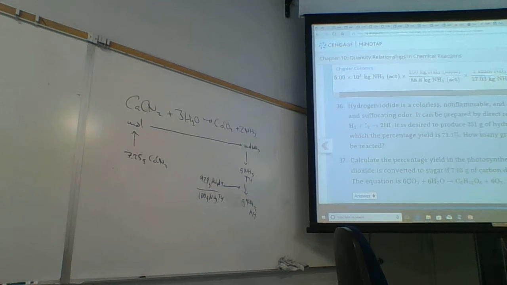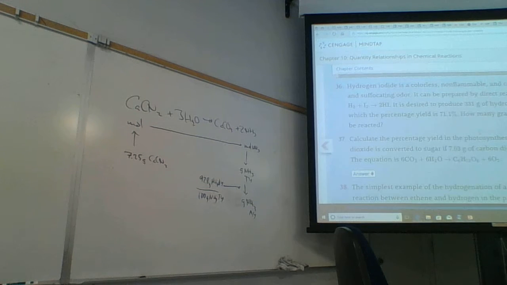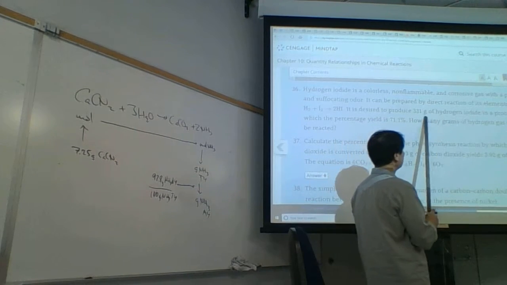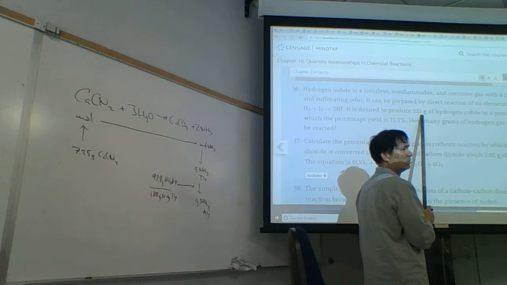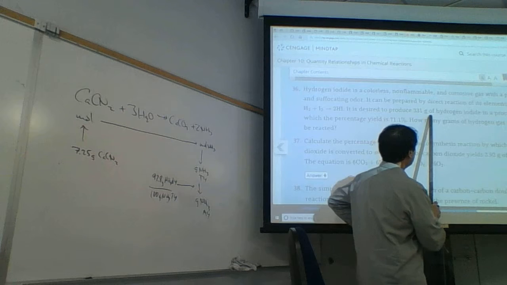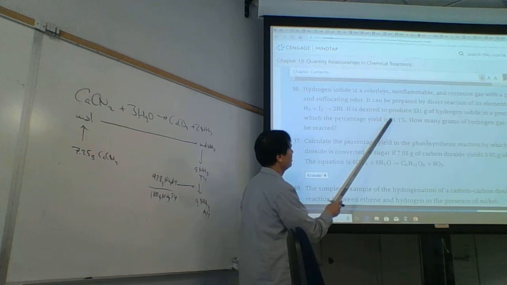Hydrogen iodide is a colorless, non-flammable, and corrosive gas with a penetrating and suffocating odor. It can be prepared by direct reaction of its elements. It is desired to produce 331 grams of hydrogen iodide in a process with a percent yield of 71.1%. How many grams of hydrogen gas will be needed? So what we have to do is we have to determine this. Is this 331 grams of hydrogen iodide actual yield or theoretical yield? Actual.